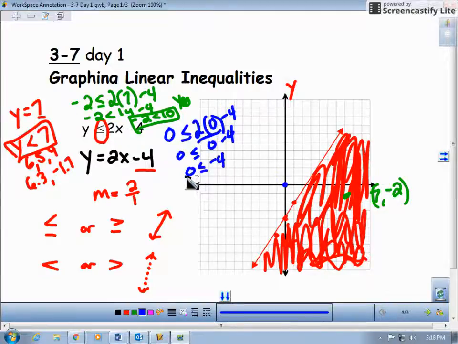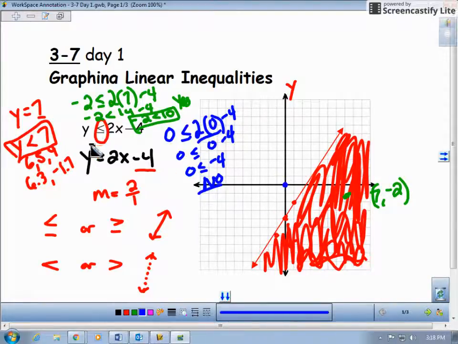Is 0 less than -4? No, it's not. 0 is greater than -4. So since this point does not make that inequality true, you would shade the other side of the line, which is the same side that I have shaded. Okay, so you can do either way.